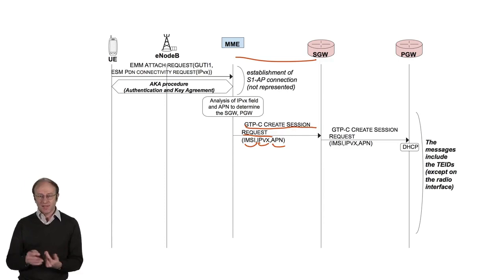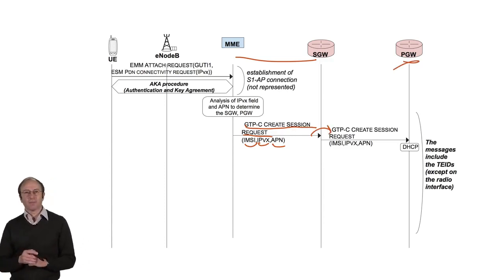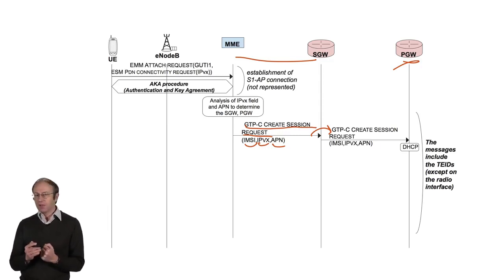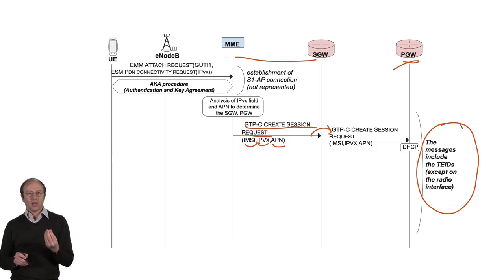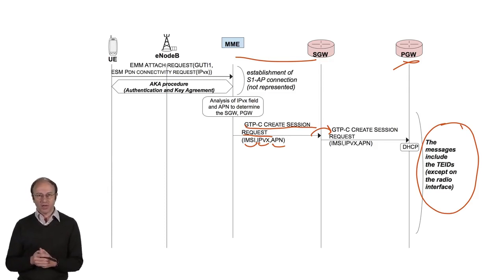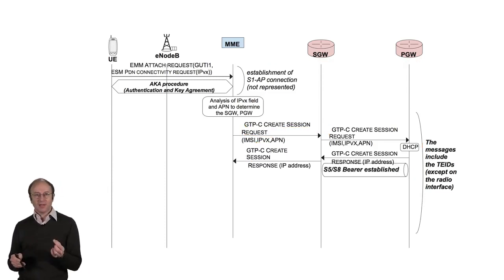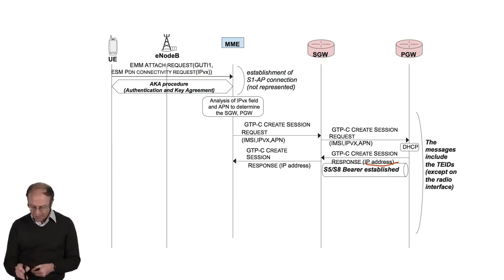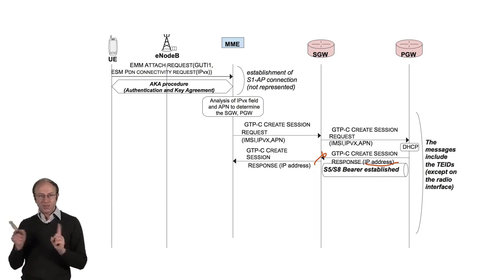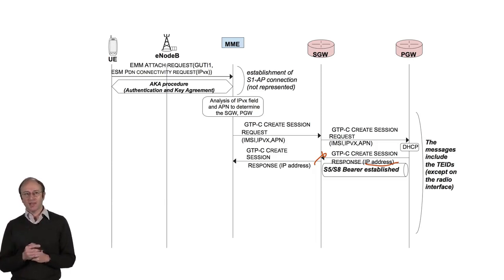The S-gateway passes on the request to the P-gateway. And we can imagine here that there is a DHCP type mechanism to automatically allocate the IP address. DHCP meaning Dynamic Host Configuration Protocol. The message we see, and the following message, includes the TEIDs to establish the tunnels. The P-gateway indicates the IP address in its response to the request for a tunnel. As soon as this message is received, the two pieces of equipment know the TEIDs of the opposite end, and the S5-S8 bearer is established.